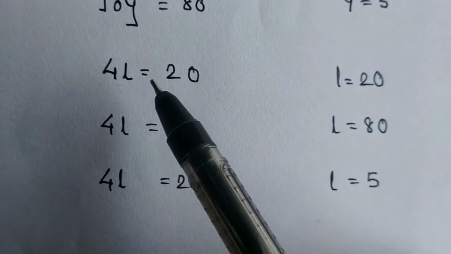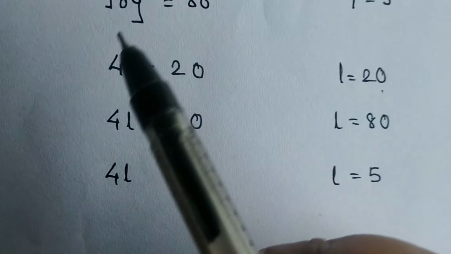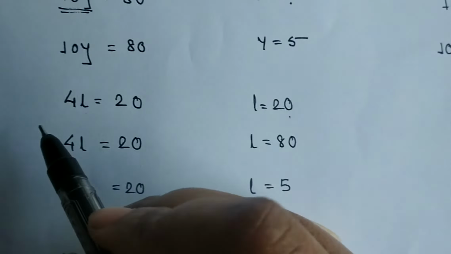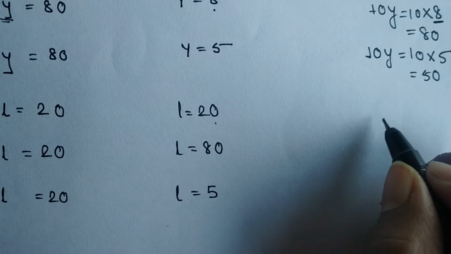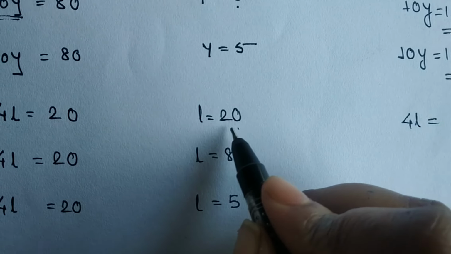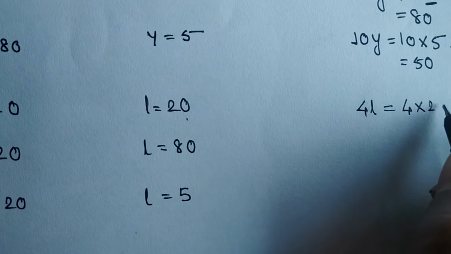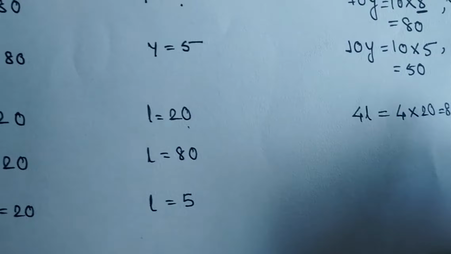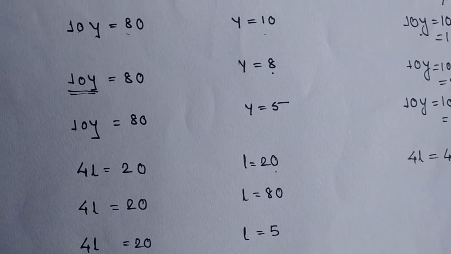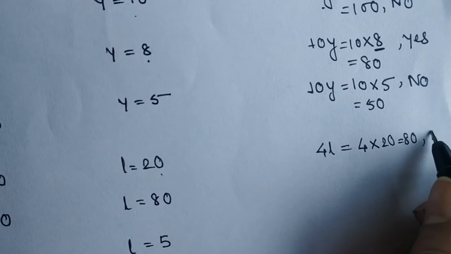Now see in this equation the value of L is 20 and 4L means 4 into L. So we will write the left hand part which is 4L, and in place of L we will put 20 because the value of L over here is 20. So we are getting 80. Now on the right hand side 20 is there. That means it doesn't satisfy the given equation. So we can write no.